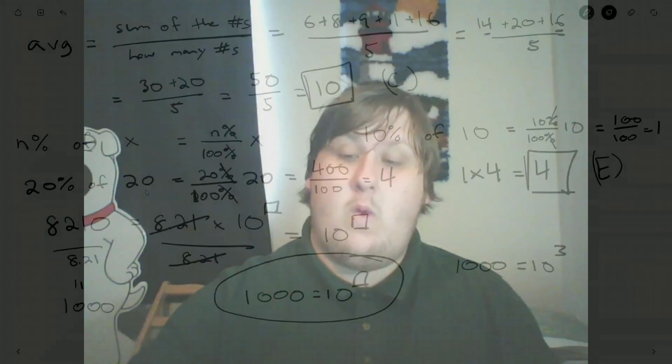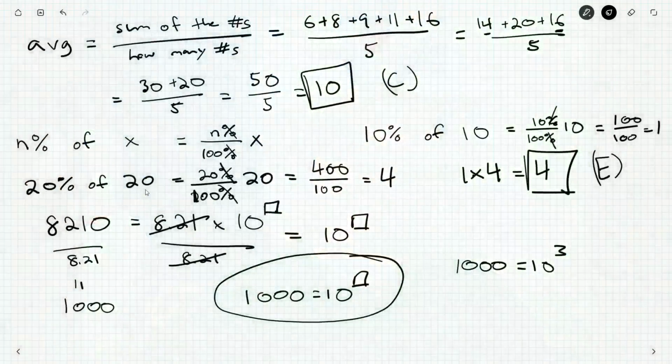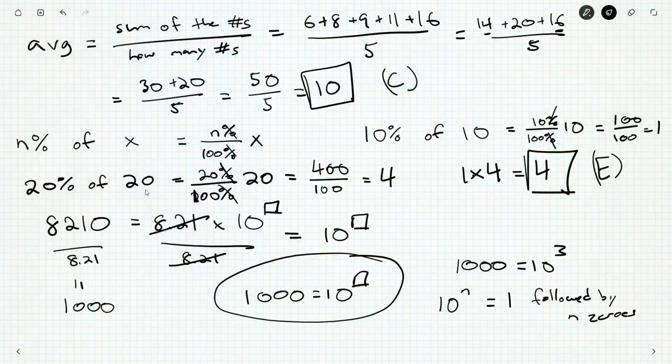Just like 10 squared is 100. 10 to the 4 is 10,000. 10 to the 5 is 100,000. A way to tell, actually, what your power is: if we have 10 to the n, it's a 1 followed by n zeros. So we have 1,000, it's a 1 followed by 3 zeros. We better put a 3 up here.